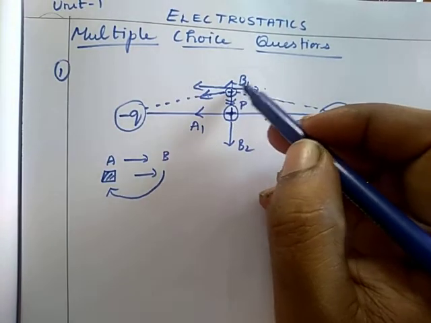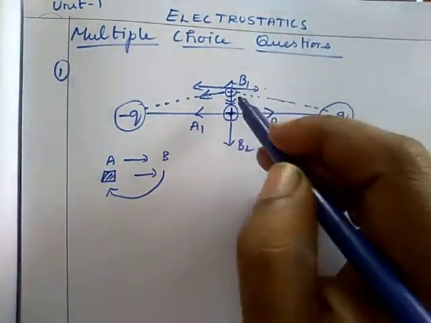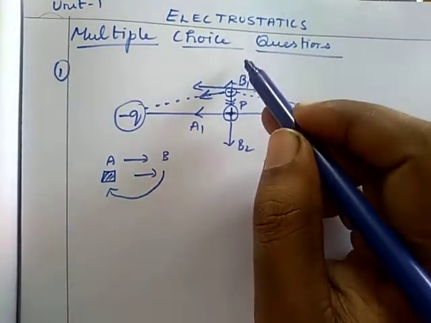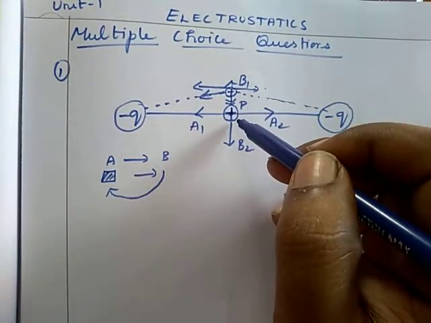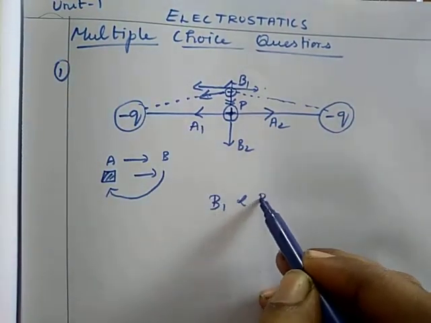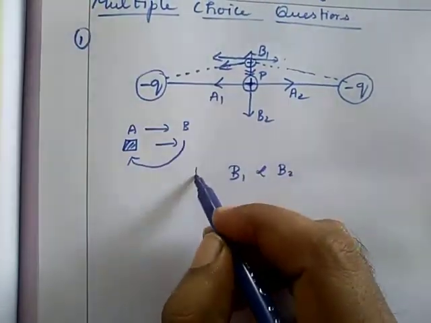Okay, so it is similar for the case B2 also. So in the directions B1 and B2, the charge moves and it will come back to the original position. So the answer is B1 and B2. So the option is B. Okay, B is the correct option.